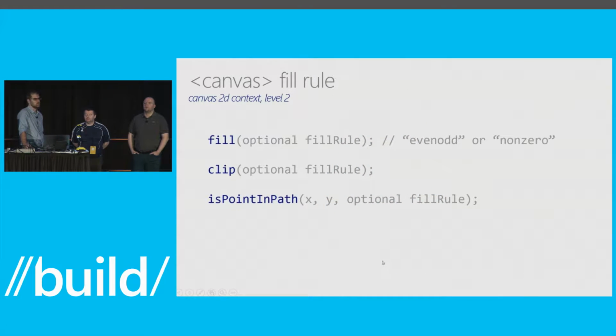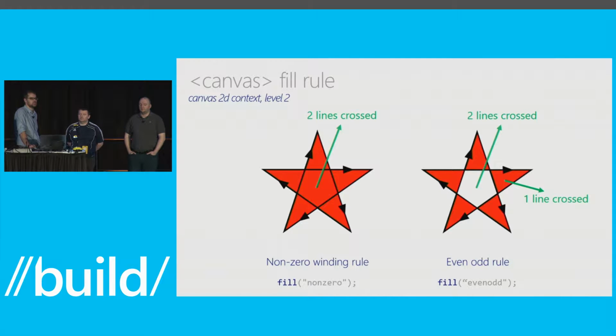Similarly, Canvas fill rule. You might have noticed these optional attributes on these APIs. We have support for this in IE11. And what this does really is it allows you to set the way to fill a shape that you're drawing with a path. By default, Canvas uses the non-zero winding rule unless you change it over to the even-odd rule.